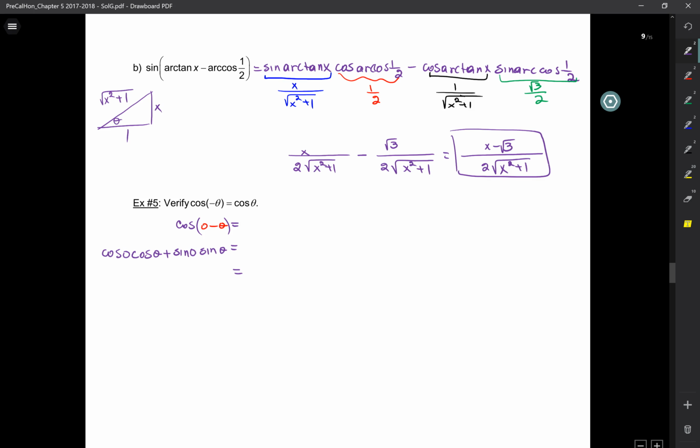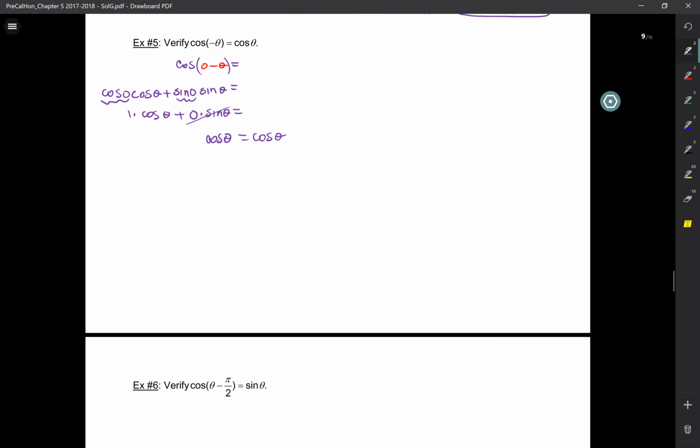Now, what's cosine of 0? You guys know. 1 times cosine of theta plus what's sine of 0? 0 times sine of theta. What's 0 times anything? 0. So I have 1 times cosine of theta, which is cosine of theta, and sure enough, that equals cosine of theta. So do you see where it comes from? Okay? Yeah. Okay, so that's that.